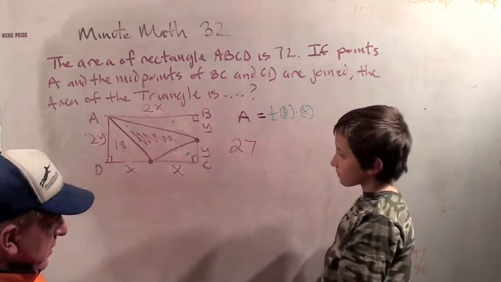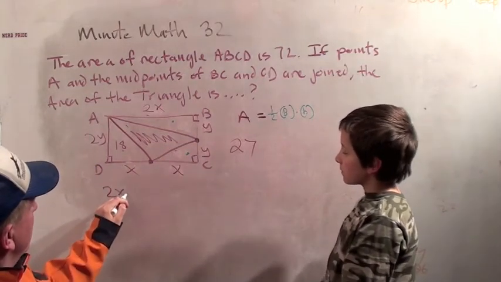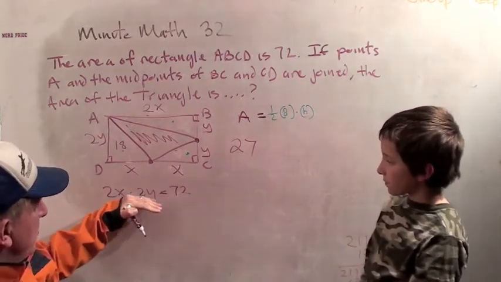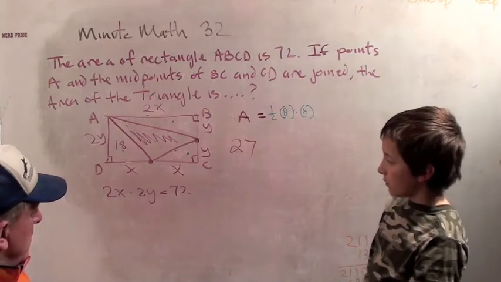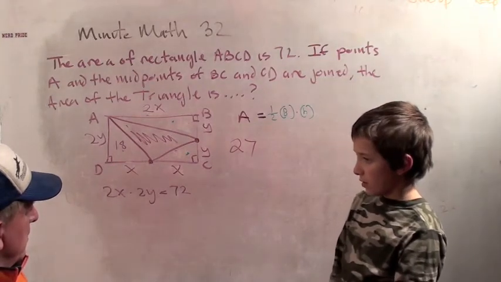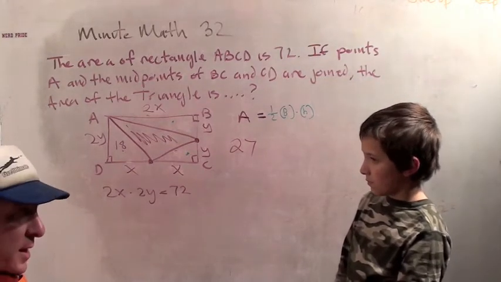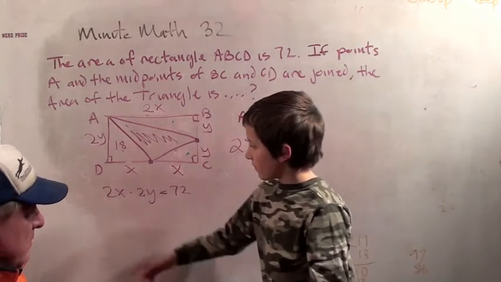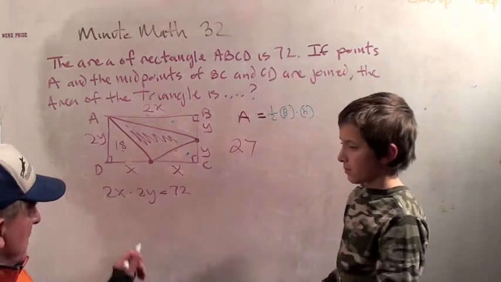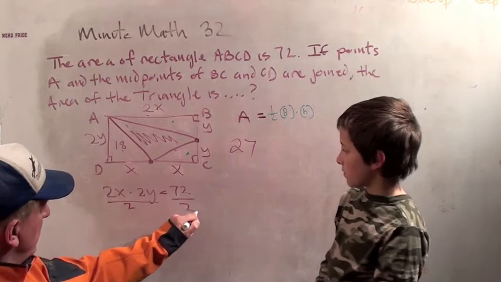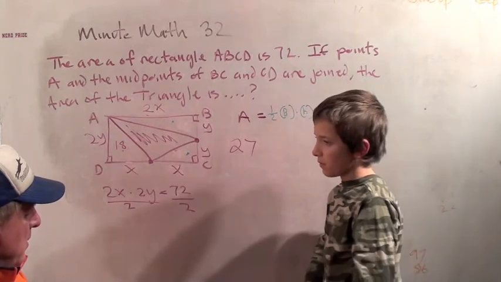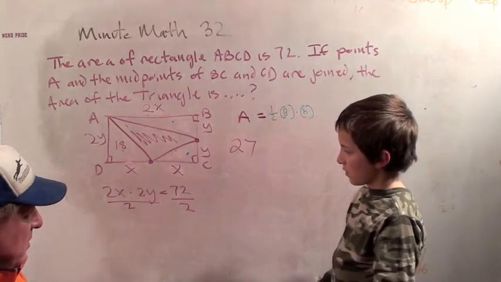Y and y, okay? Now the only thing I know is 2x times 2y is 72, right? What is 2x times 2y if you simplify it? Well, you can simplify it. X times y is 36. How'd you figure that out? You divide by 2 on both sides. Okay, so if I divide by 2 on both sides, what are you doing here? Well, you can't do that. What's 36 when I divide by 2?